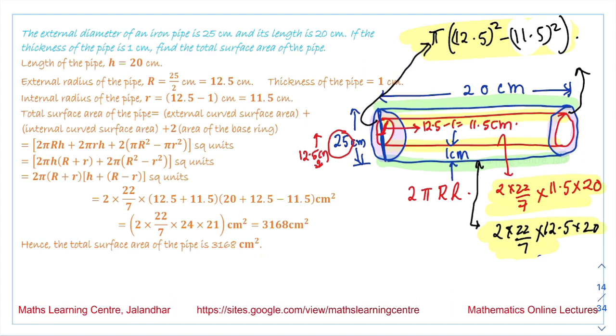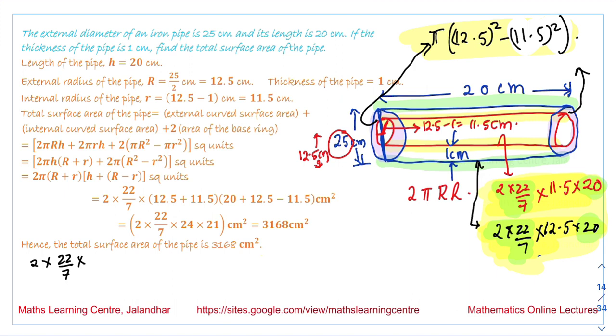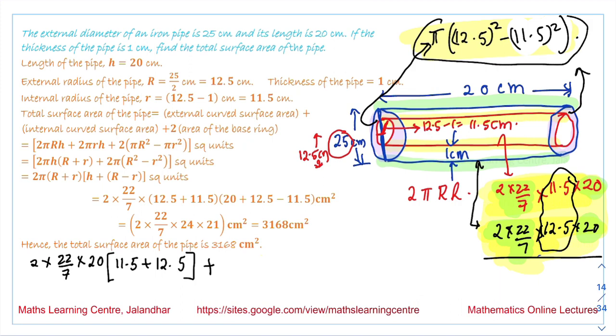So the total area is 2 into 22 by 7 into, we are talking about the sum of these two terms over here. In these two terms, 2 into 22 by 7 is there, then this 20 is there. These two terms are common. So it is 2 into 22 by 7 into 20 into 11.5 plus 12.5. We are saying the sum of these two areas, these are the two values we are talking about. So this is the sum of these values, and then plus this is the area of this ring, and this is also the value of the area of this ring.